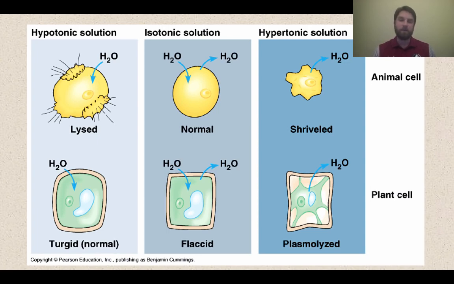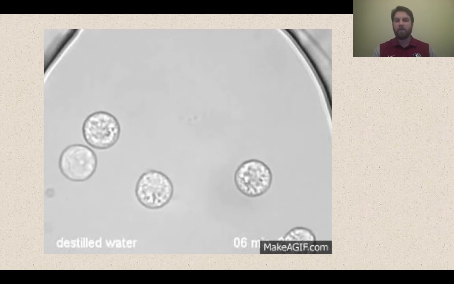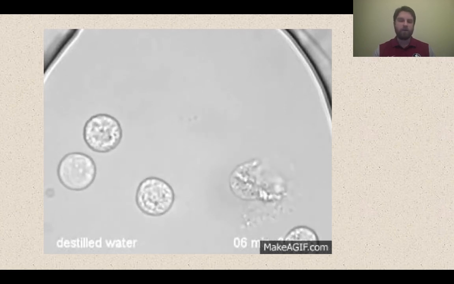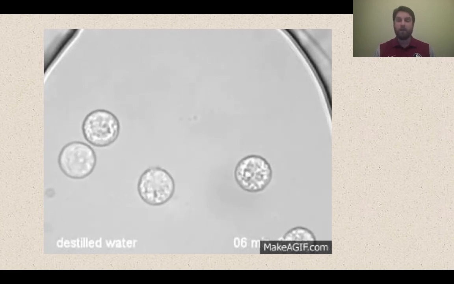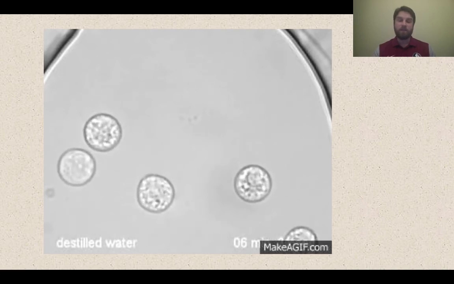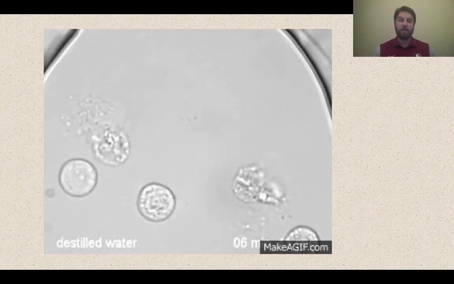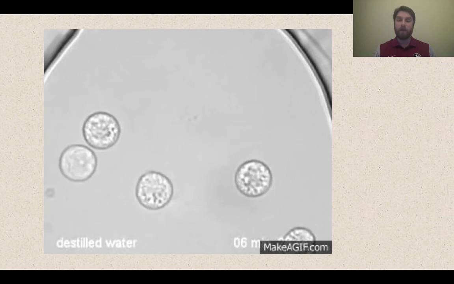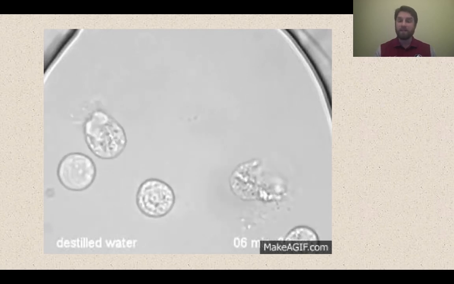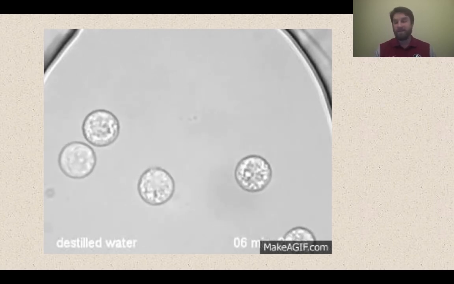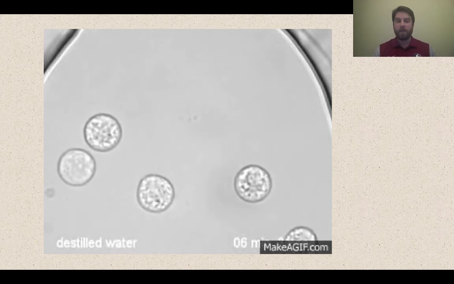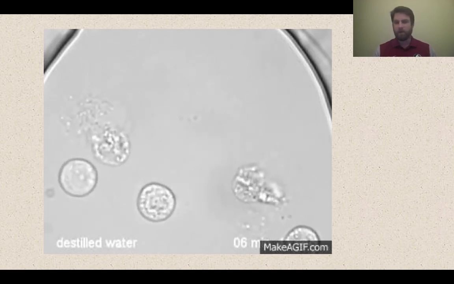Finally here I have a little picture for you of a blood cell going through lysis. Those blood cells there are actually put into a hypotonic solution. Water's rushing into the cells, causing them to explode. And that's actually what it looks like under a microscope. And ignore the fact that distilled water is misspelled on the bottom left.